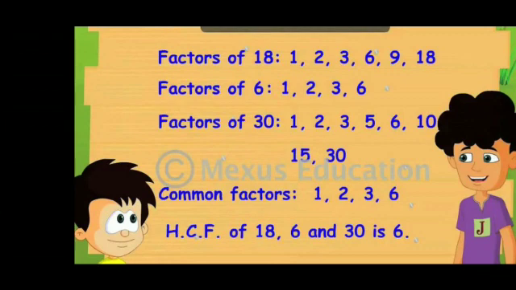Is it okay, children? How are you getting 6? Yes, no doubt. 6 is the greatest number in the common factors. 1, 2, 3 and 6 are the common factors. Among that, 6 is the biggest number or greatest number. So, the highest common factor of 18, 6 and 30 is 6. Okay.